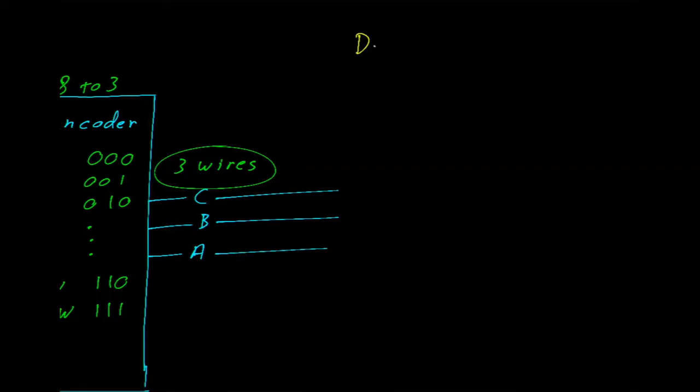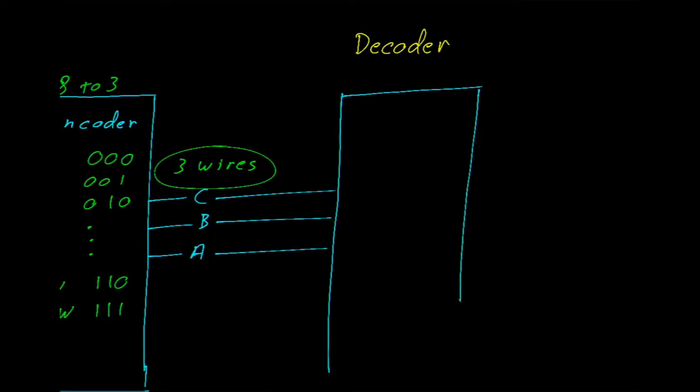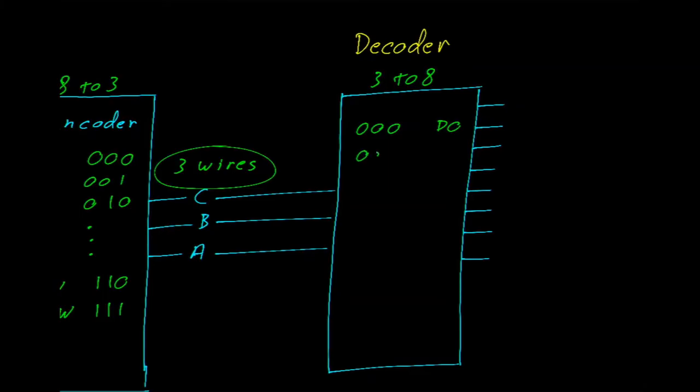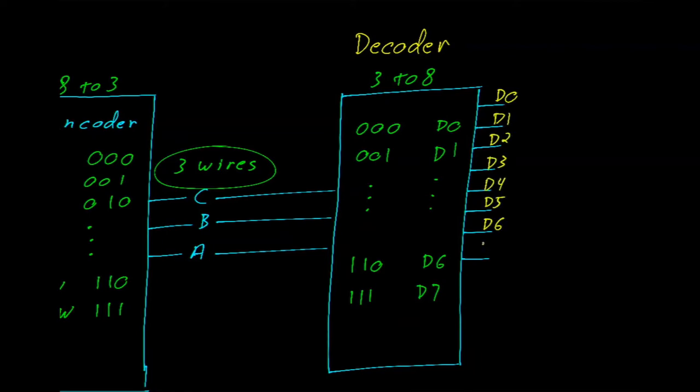we'll use a decoder. It's another piece of combinational logic with multiple inputs and multiple outputs. This time it has 3 inputs and 8 outputs. You could call it a 3-to-8 decoder. If the input is 000, the output will be D0. If the input is 001, data 1, and again, you've done many truth tables at this point, which leads us to 110, which would be data 6, and finally 111, which is data 7. So D0 through D7.